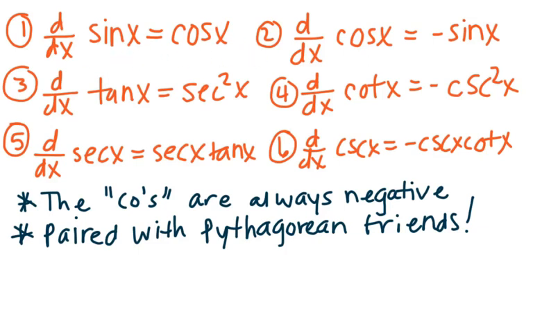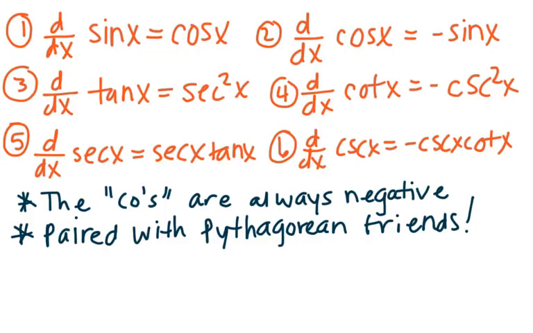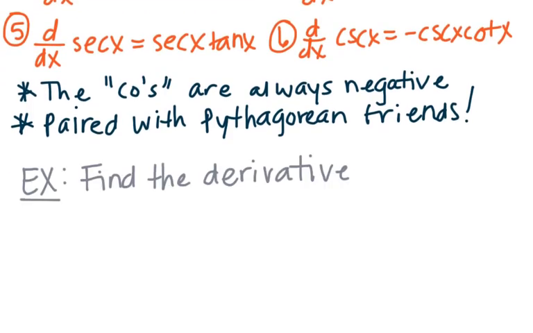And speaking of the Pythagorean identities, just in general, you need to make sure that you're still very familiar with all the reciprocal identities. You'll need to know those to derive those last 4, as well as the quotient identities. And then here's our Pythagorean identities if you haven't looked at those in a while. You will need to know these in addition to learning these new derivatives. Alright, let's jump into some examples.